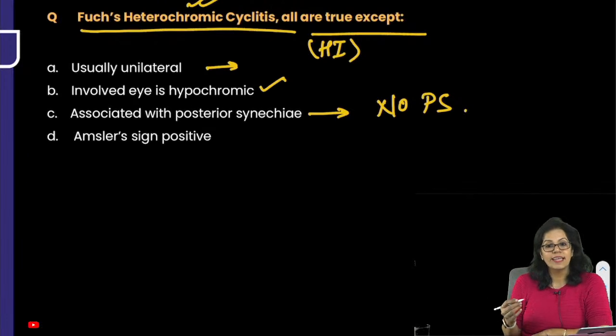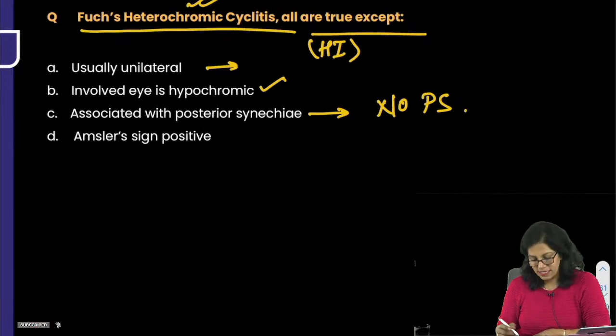And what is Amsler sign? Do you all remember? When you take out aqueous, when you go for aqueous tapping, what you see is bleeding on the opposite side. This is what is Amsler sign.